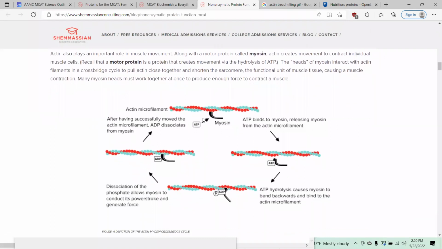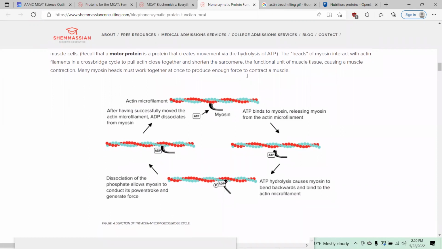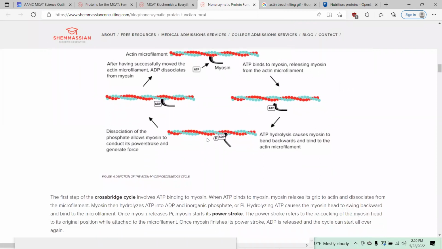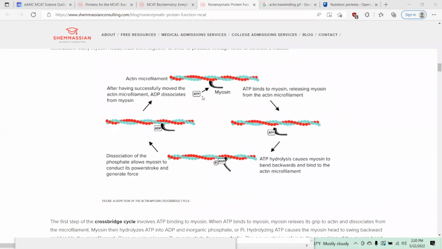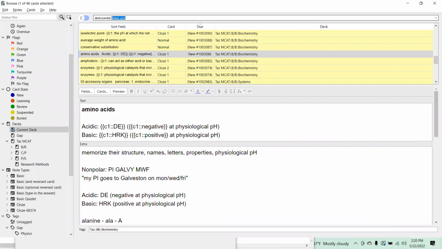So actin, okay, then the other thing that's really important is myosin. Myosin is what we see in muscle cells that helps us contract muscles and have movement. This is a very in-depth cycle that you need to know pretty well, so we're going to go through it. Also let me get my card here, because I think my card here is pretty good. Contractile cycle.